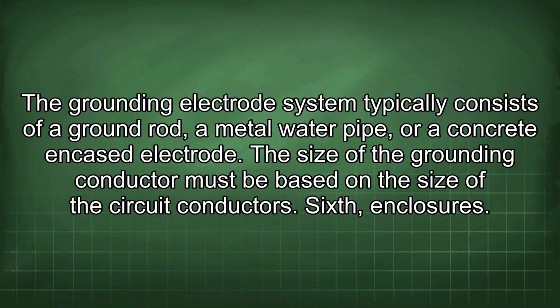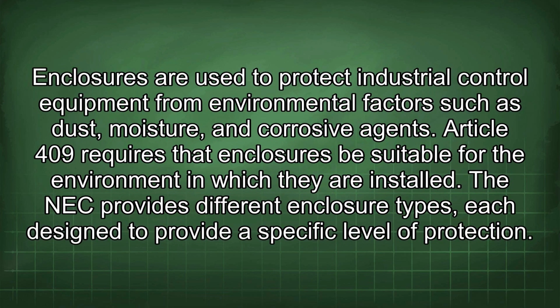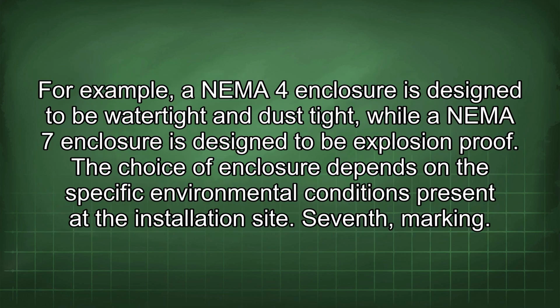Sixth, enclosures. Enclosures are used to protect industrial control equipment from environmental factors such as dust, moisture, and corrosive agents. Article 409 requires that enclosures be suitable for the environment in which they are installed. The NEC provides different enclosure types, each designed to provide a specific level of protection. For example, an M4 enclosure is designed to be watertight and dust-tight, while an M7 enclosure is designed to be explosion-proof.